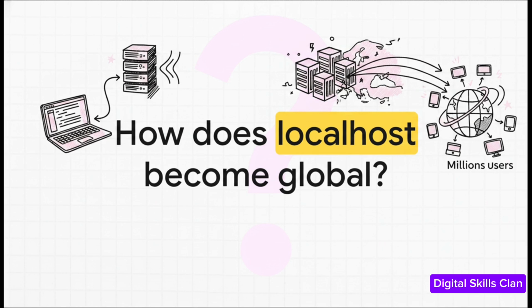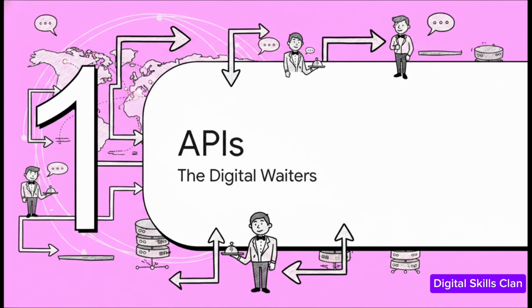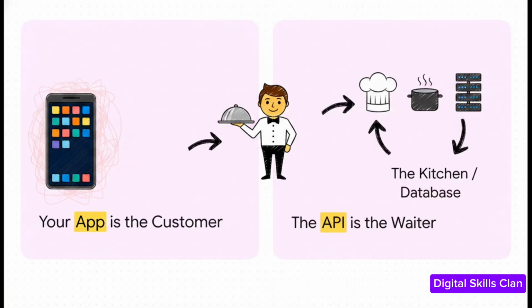a screen for you. All right, let's dive right into Layer 1, APIs, or as I like to call them, the digital waiters. Because before your app goes global, it absolutely has to know how to talk to the rest of the digital world. Think of it like a restaurant. Your app is the customer sitting at the table. The database, the place holding all the actual information, is the kitchen.